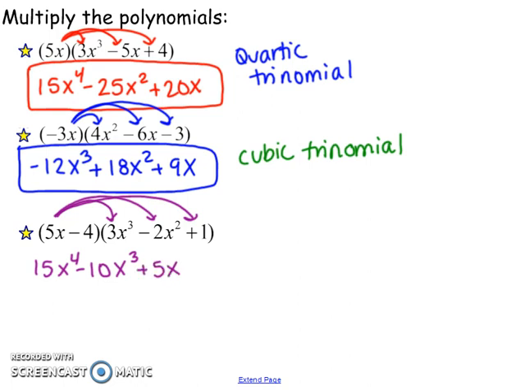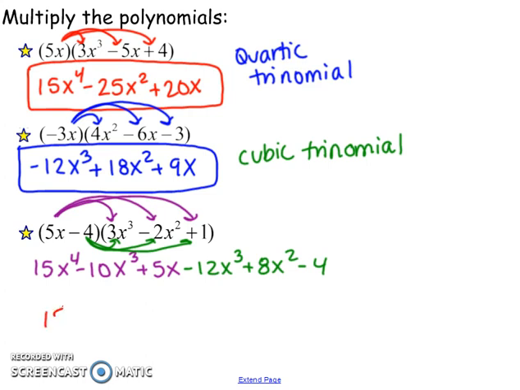So now we're going to take the negative 4, and we're going to multiply that to the 3x cubed. So we have negative 12x cubed. Negative 4 times negative 2x squared is positive 8x squared. And then negative 4 times 1 is negative 4. So now we can combine like terms together.